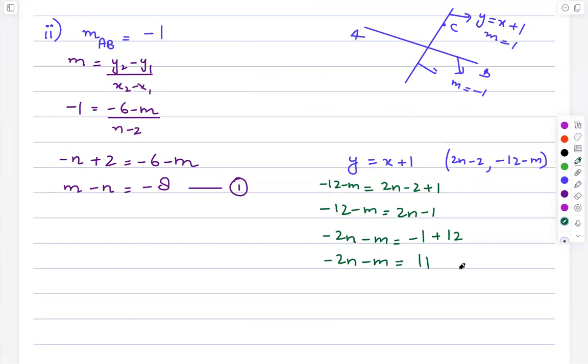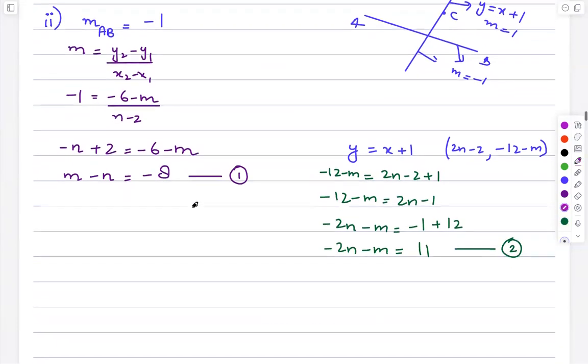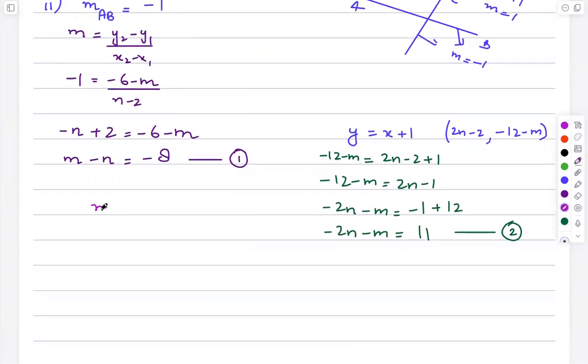Once we have this equation, so yes, this will become positive 11. Now this is our second equation. Now we can find the values of m and n by solving these equations simultaneously. So this is m minus n is equal to -8. We can rearrange this to write it as -m minus 2n is equal to 11. This will cancel out. We'll get -3n is equal to -8 plus 11. So that will be equal to positive 3. So n will be equal to -1.